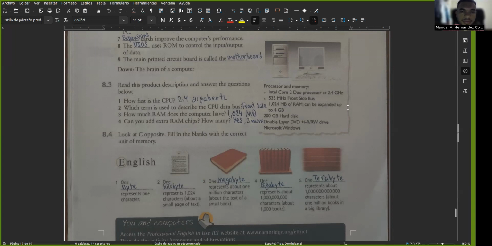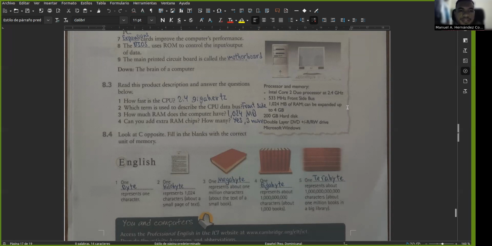How fast is the CPU? 2.5 gigahertz. Which term is used to describe the speed of the data bus? Front side. How much RAM does the computer have? 1024 megabytes. Can you add more RAM chips? How many? Yes, 3 more.